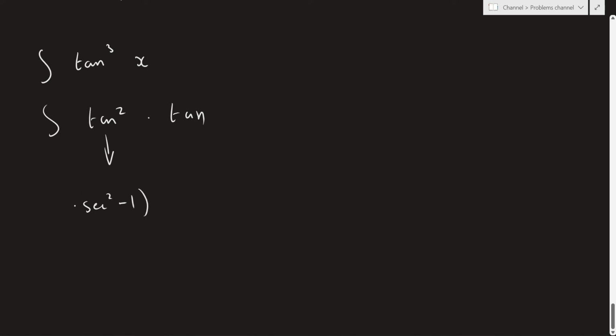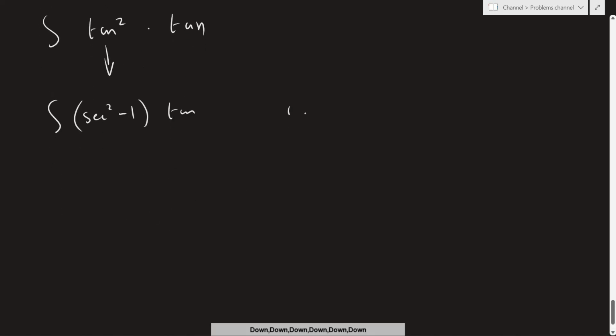All right, next question here. Tan power 3. So the first thing I'll do is I'll simplify it. Tan squared times tan. And then I'll change tan squared to secant squared minus 1, then times tan. And now I will take u as secant, because if I take it as tan, I cannot cancel.